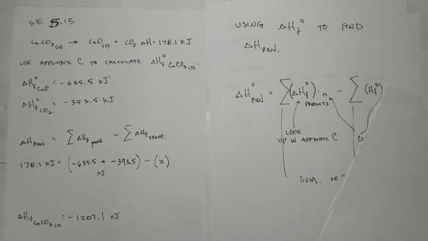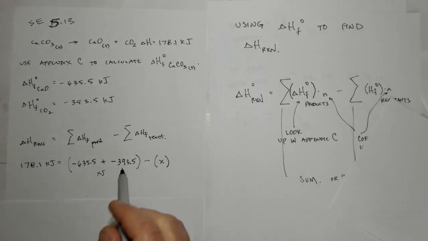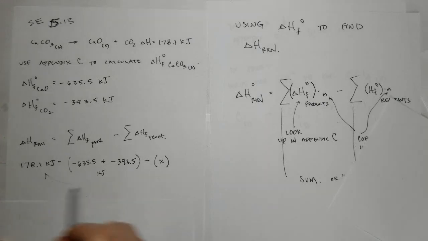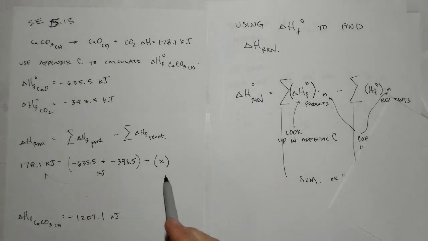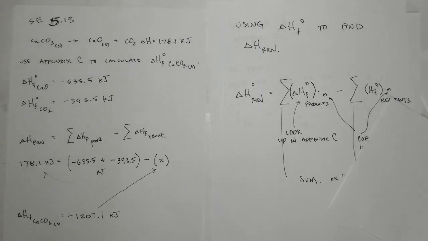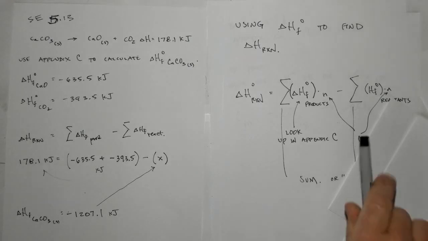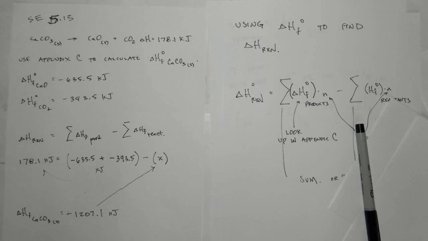Now we have to do just a little bit of algebra, and we have to subtract or add these two together and then bring them to the other side of the equation to solve for X. If I solve for X, I should end up with negative 1207 kilojoules. And you can plug the number back into this equation to check it. So that's an overview of enthalpies of formation, the amount of energy that's needed to form something from its constituent elements. Good luck with your enthalpy calculations.